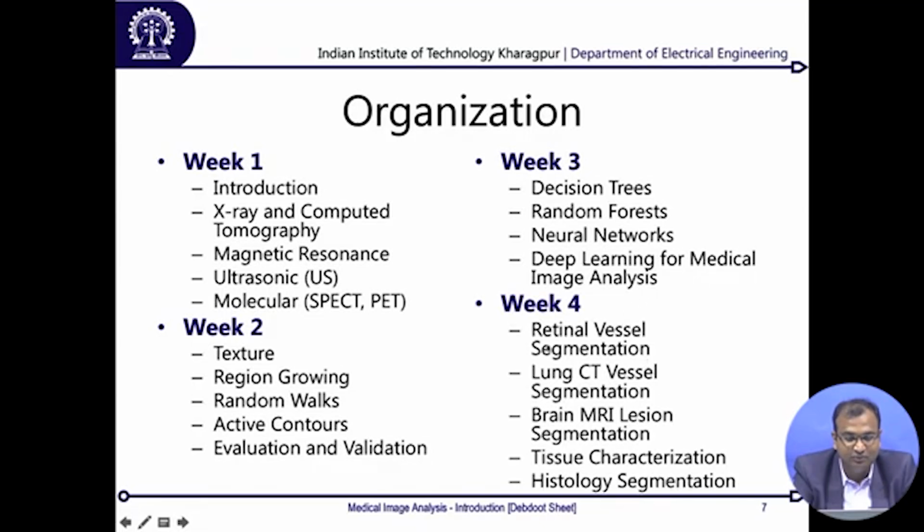From there till week 4 we would be touching upon 5 very specific case application scenarios in which we do retinal vessel segmentation, then lung CT vessel segmentation. Although both of them are vessel segmentation problems, here it's on retinas and the images are RGB full color images, whereas in the second case it's on the lung, which is a different organ, and it's on CT, which is a grayscale image.